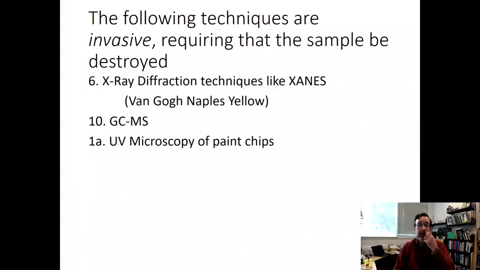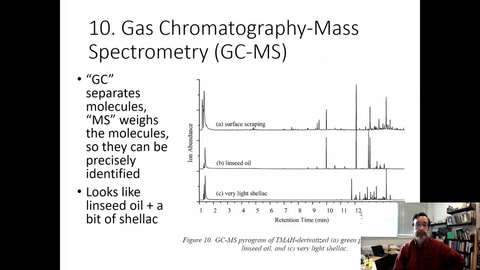There are other techniques that are invasive. Right here, X-ray diffraction and GCMS, I believe these are always invasive. These require that the sample be destroyed. The other thing you can do is take a paint chip. Taking out a paint chip is automatically invasive. You could try to take it out of a place where it doesn't matter. And then you can look at it under a microscope, and you can do all the other techniques to it, like you can shine UV light on it.